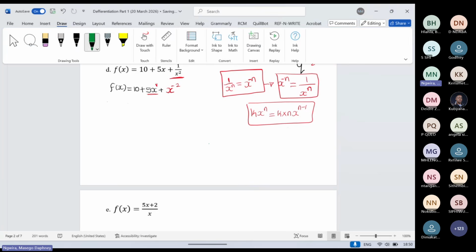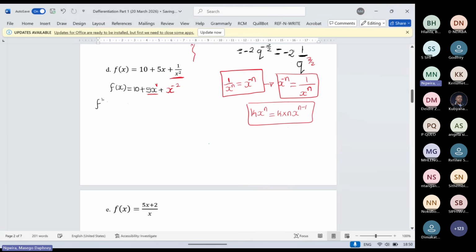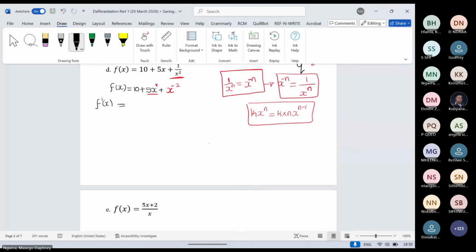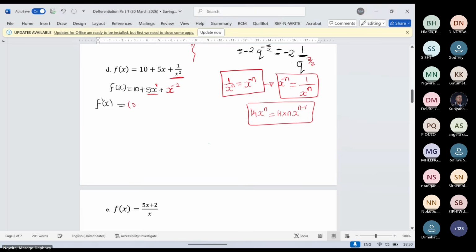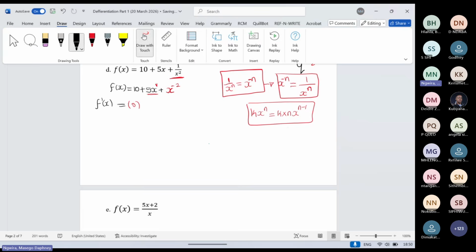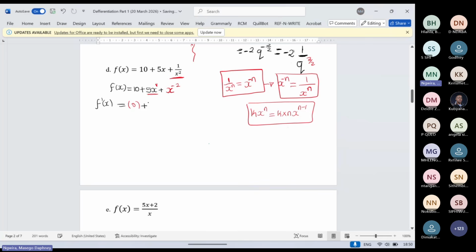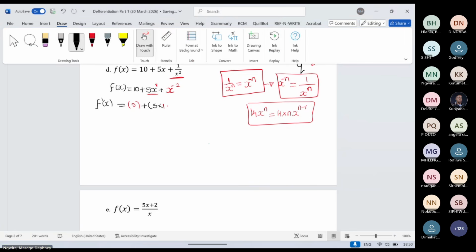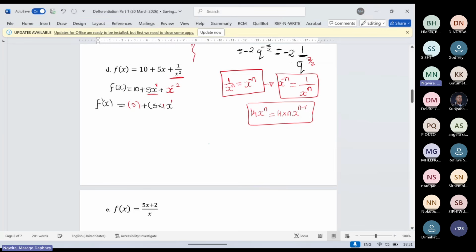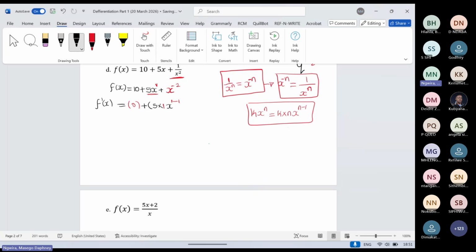Okay, so this will be f prime x. I'm going to start with this one. This will give me a 0. So I'm going to use brackets. So this is a 0. And then plus. And then now we are differentiating this one. So this will be 5, and then times this 1, and then we say x, and then to the power of 1 minus 1. Then I close the bracket.